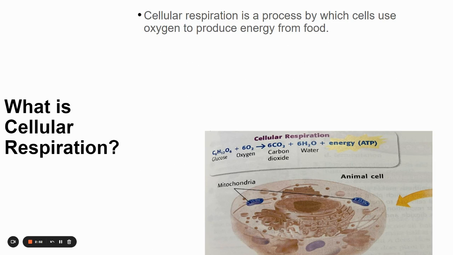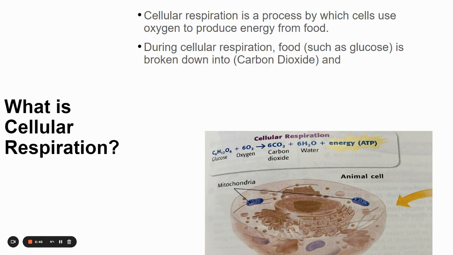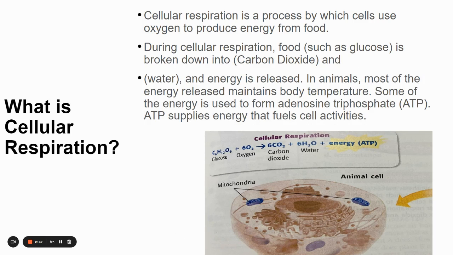Next, we went into cellular respiration. I explained that cellular respiration is a process by which cells use oxygen to produce energy from food. During cellular respiration, food such as glucose is broken down into carbon dioxide and water, and energy is released. In animals, most of the energy released maintains body temperature, and some of the energy is used to form adenosine triphosphate, ATP, and ATP supplies energy that fuels cell activities.